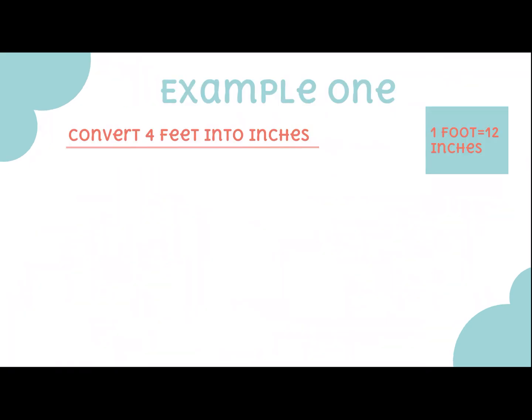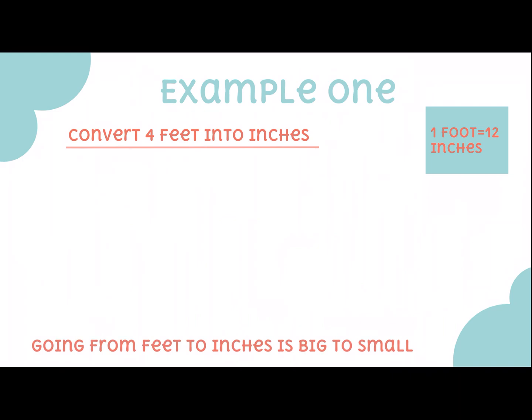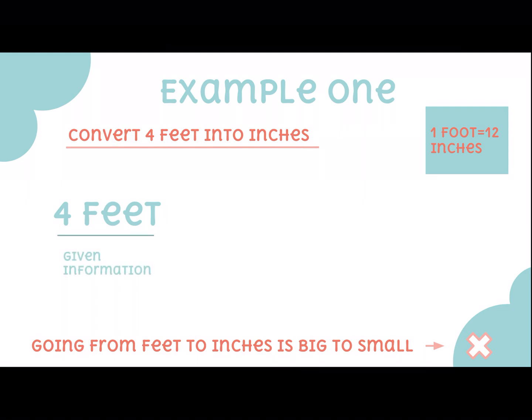Okay, so let's start with an example. If I say to convert 4 feet into inches, so conversions on the side, in 1 foot there are 12 inches. So here's how you're going to do it. Going from feet to inches is big to small, so you're actually going to multiply. So remember that we are multiplying to get from feet to inches. You're going to start with 4 feet, and that's the given information. You always start with what's given.